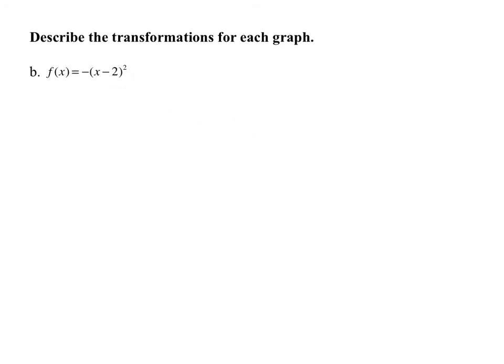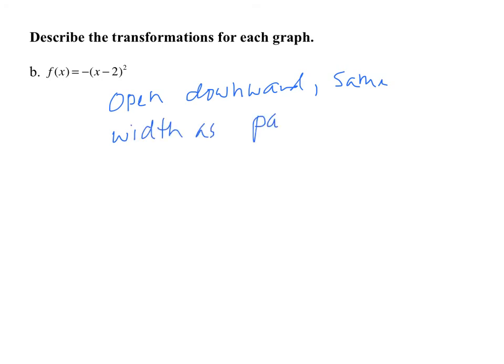And here's another example, negative x minus 2 all squared. So again, left to right, I'm going to start with the a value. I notice that the parent here is going to open downward because of the negative. And then I will talk about the width. The width has not changed. So I'm going to say it's got the same width as the parent because of the 1, right? That's a 1 here that's implied.